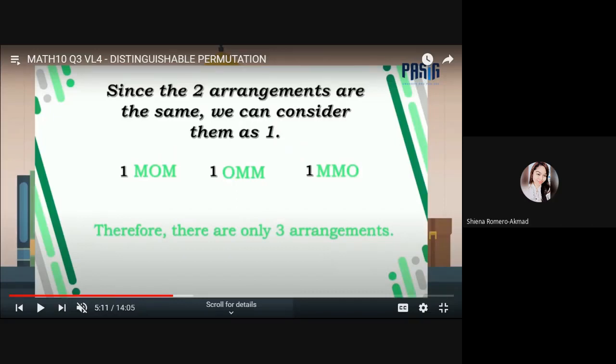So if you answer this kind of situation, ang sagot lang talaga natin is not 6, but instead we only have 3 arrangements. And how can we solve that using the formula? Using a formula.